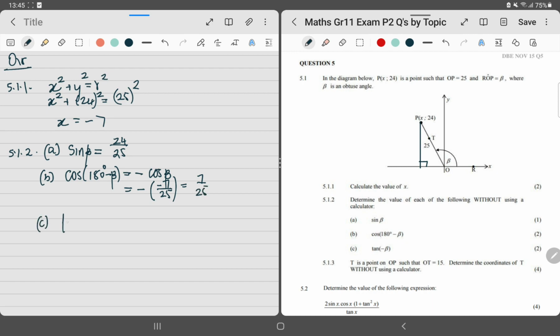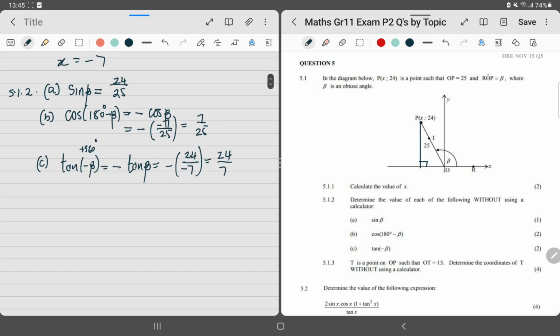C, tan of minus beta. So here you just add a 360 there. So this is 360 minus beta, which is in the fourth quadrant. In the fourth quadrant, tan is negative. And then tan by definition is y over x, which is 24 over 7.